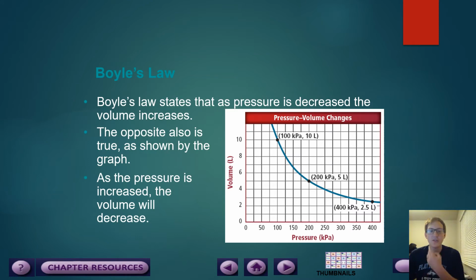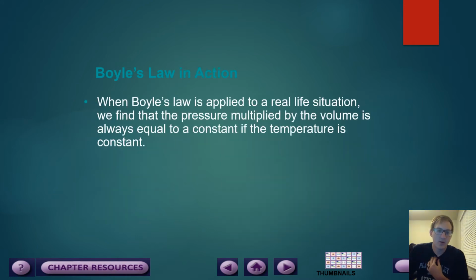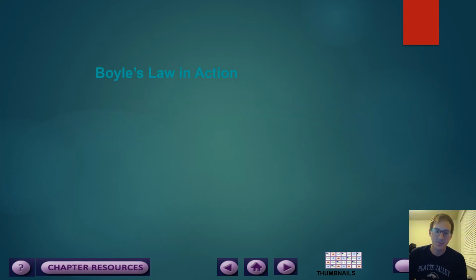Okay, as the pressure is increased, the volume will decrease. That is the big statement. When Boyle's law is applied to the real life solution, we find that the pressure multiplied by the volume is equal to a constant if the temperature is constant as well. Meaning that we can use math to solve these problems for us with a very, very simple equation that you guys are going to have to know how to use.